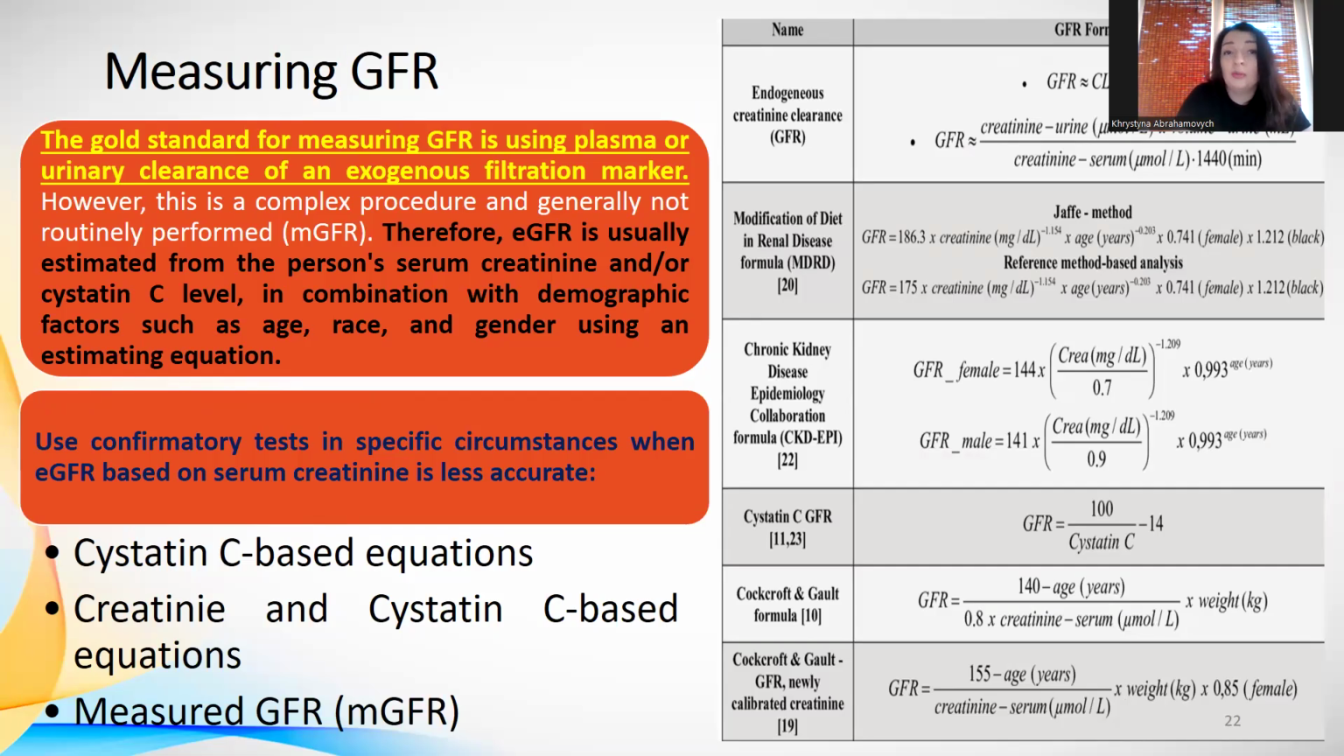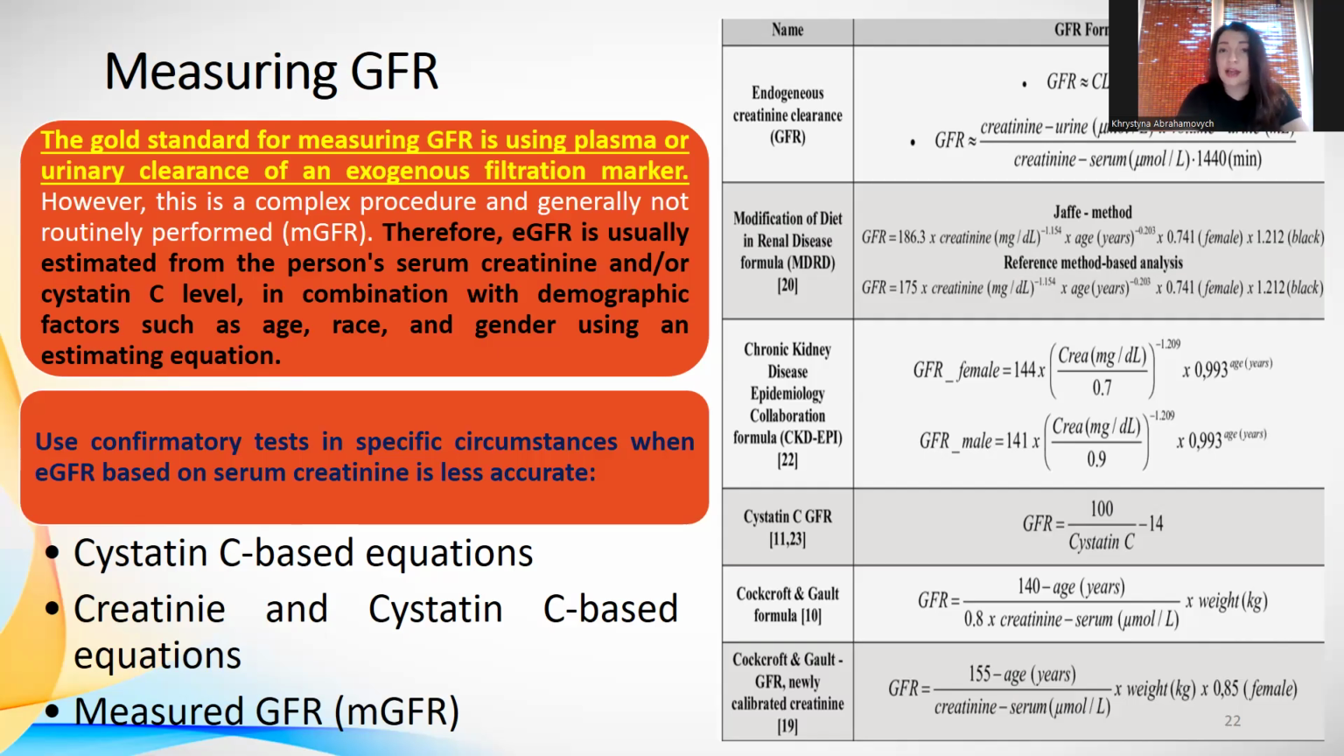However, this is a complex procedure and generally not routinely performed. Therefore, estimated glomerular filtration rate is usually estimated from the person's serum creatinine and/or cystatin C level, one more indicator which is nowadays also widely used to evaluate the condition of the kidneys, in combination with demographic factors such as age, race, and gender using an estimating equation.